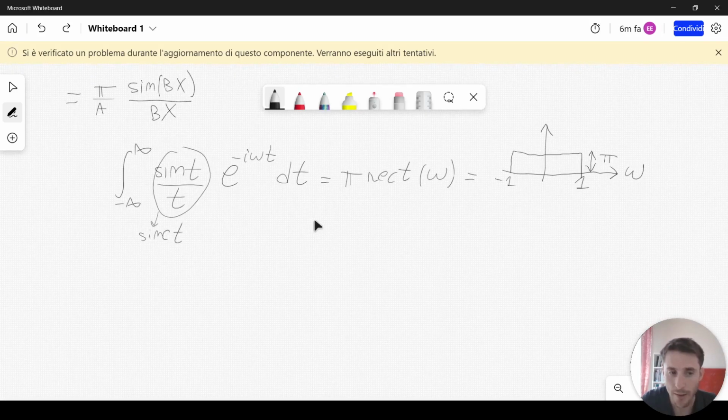Then we can evaluate the Fourier transform also of the sinc function of at. So sinc of at.